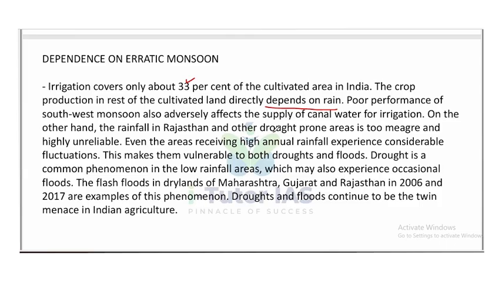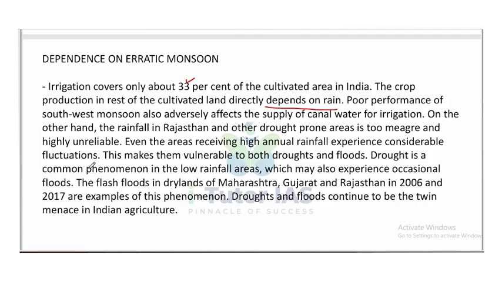On the other hand, the rainfall in Rajasthan and other drought-prone areas is too meagre and highly unreliable. Even the areas receiving high natural rainfall experience considerable fluctuations. This makes them vulnerable to both droughts and flood.